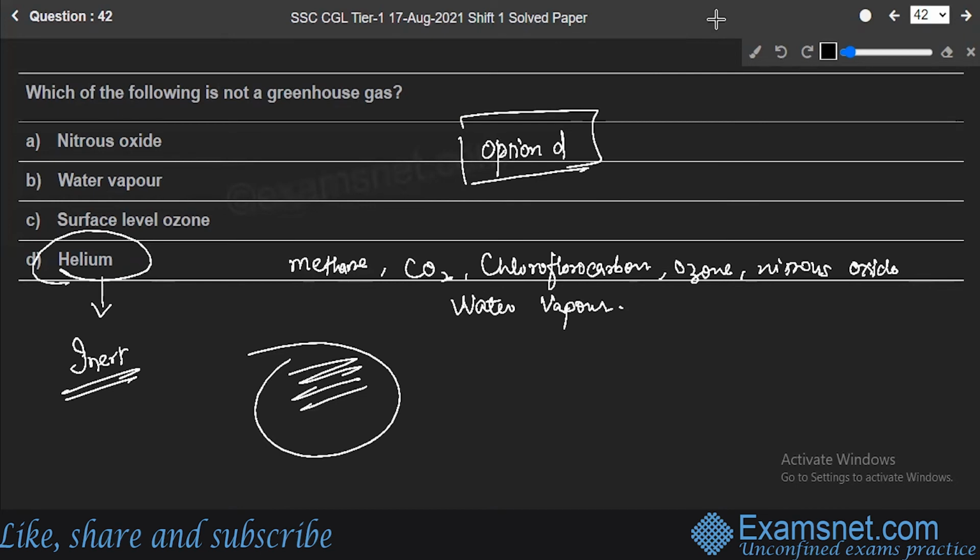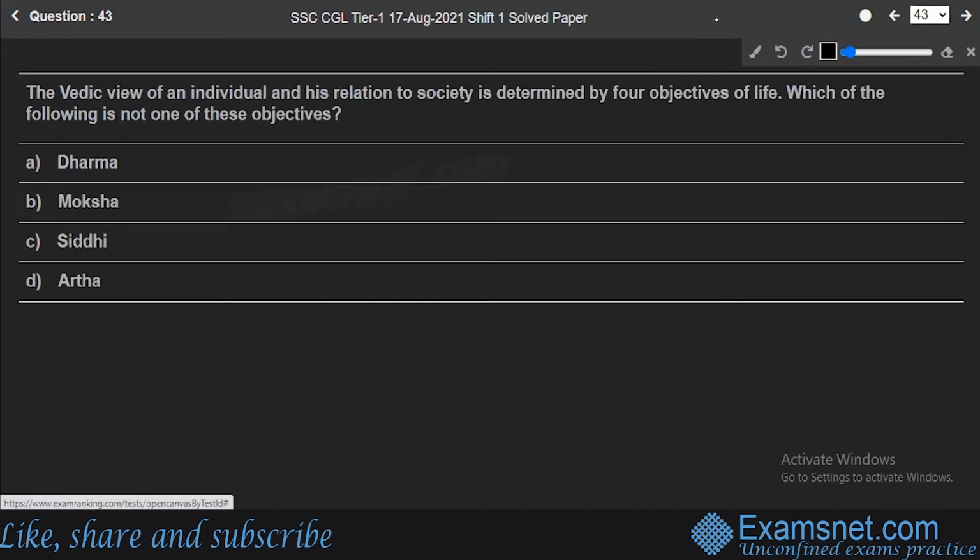Hope you are clear. Let's move to the next question, number 43. The Vedic view of the individual and his relation to the society is determined by the four objectives of life. Which of the following is not one of these objectives? Is it dharma, moksha, siddhi, or artha? Siddhi is not the objective of life. The purpose of life for Hindus is to achieve four aims, and those four aims are called purusharthas.